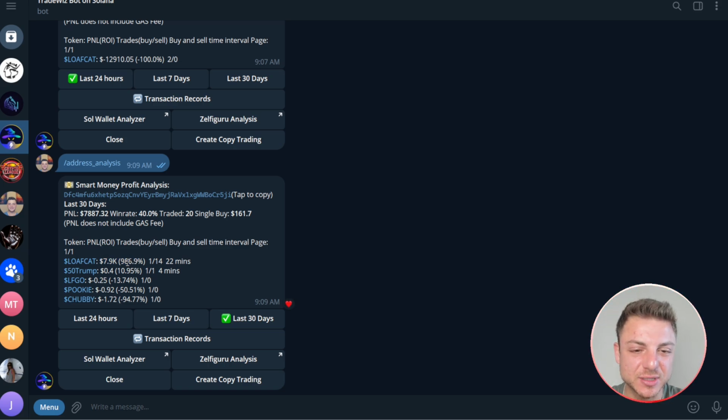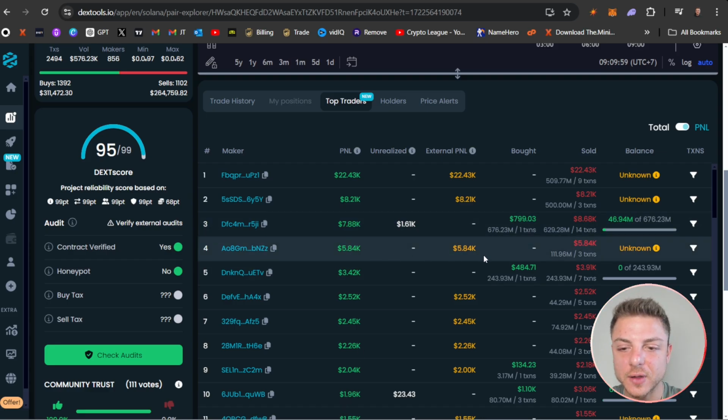We want to continuously look for people that are taking 10, 20, 30, 40, 50 trades every day, every 2 days, every few days, not just 5 or 6 trades in the last 30 days. So let's continue on and look for even more wallets.